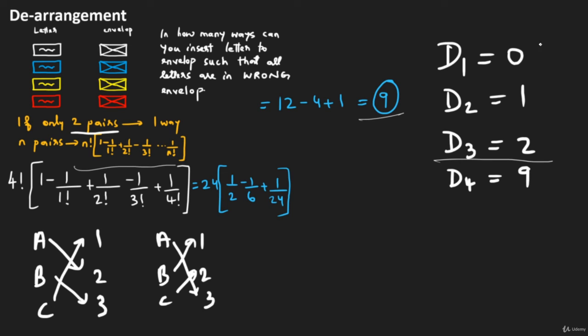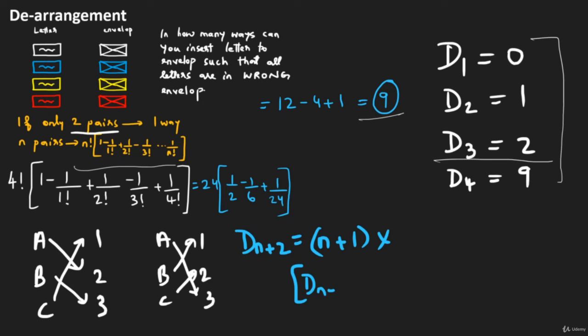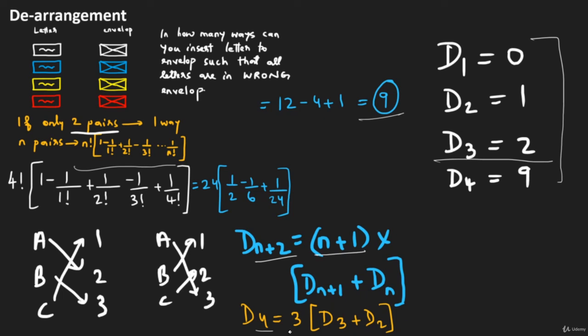Alright, now from this pattern, there is an interesting observation that we can make. D(n+2) is equal to (n+1) into (D(n+1) plus Dn). Let's take an example. D4 will be 3 into (D3 plus D2), right? n+2 is taken as 4, therefore n+1 is 3. D(n+1) is D3 and Dn is D2. What is D3? That's 2, right? And what is D2? That's 1. So 2 plus 1 is 3 and 3 into 3 is equal to 9, which is equal to D4, which is what we've got over here.